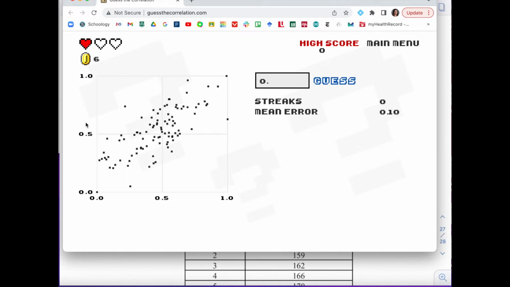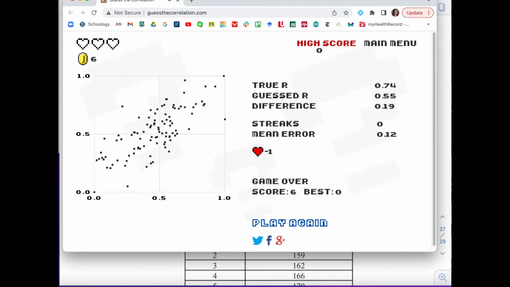So with this one, I can see that my correlation is probably moderate. I can see it's positive. So I'm going to take a guess. I'm going to say that maybe this is 0.55, and the true R is 0.74. So I was kind of way off. My guess was 0.55 and my difference was 0.919.